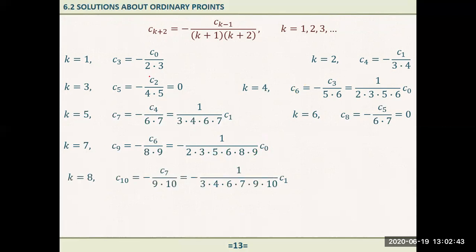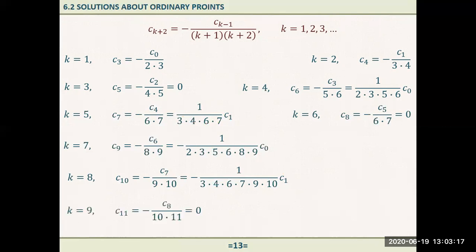How about c sub 10? If k equals 8, we get the value of this coefficient, c sub 10. For k equals 8, 8 minus 1 is 7, over 8 plus 1 which is 9, 8 plus 2 that is 10. And c sub 7, we know this. Just substitute into here, so we get 1 over 3 times 4 times 6 times 7 times 9 times 10, and here we have c sub 1.